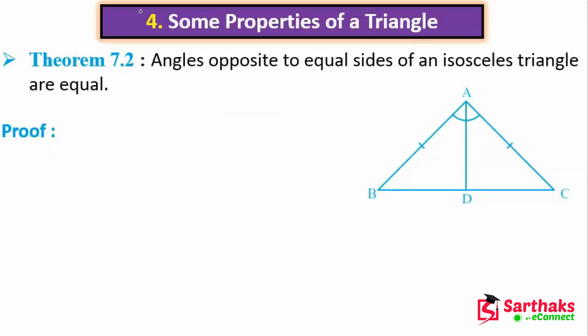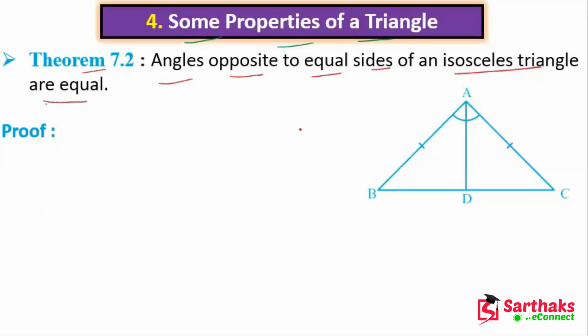Today we are going to discuss some properties of a triangle. Now, theorem 7.2 states that angles opposite to equal sides of an isosceles triangle are equal.